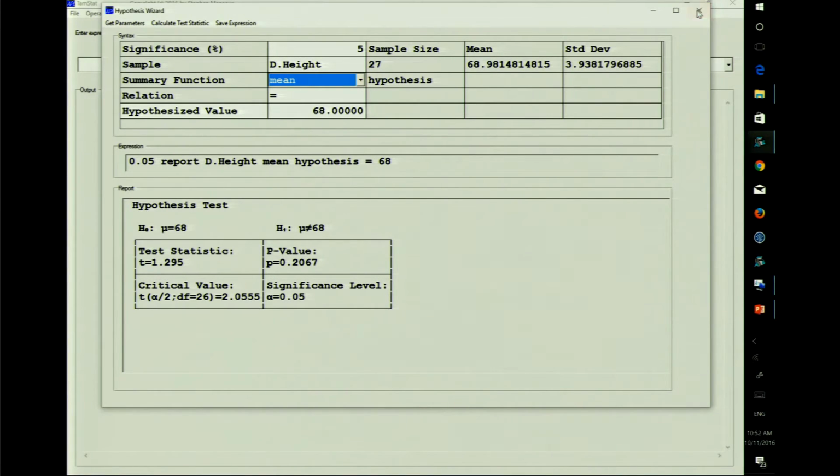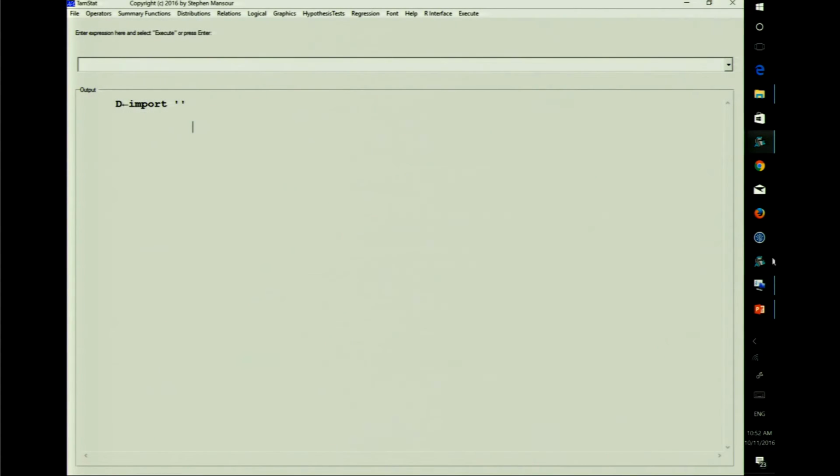Now I wanted to show you the last one, the regression wizard.